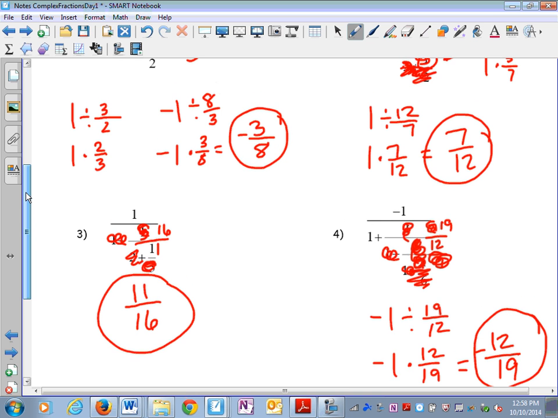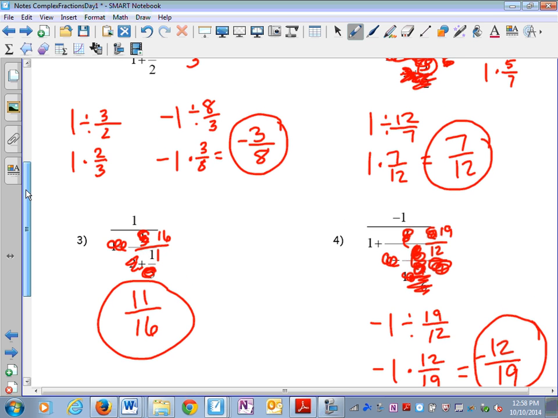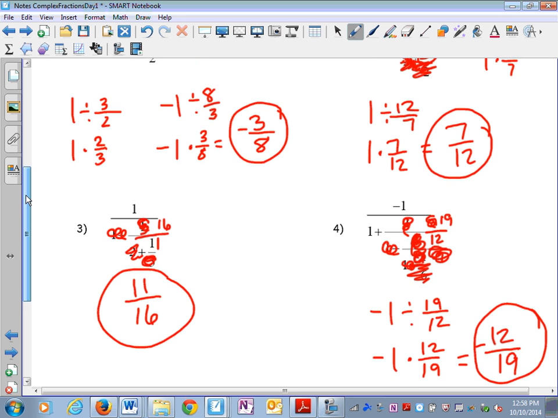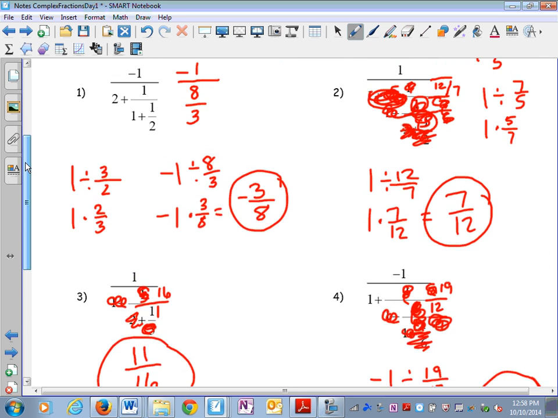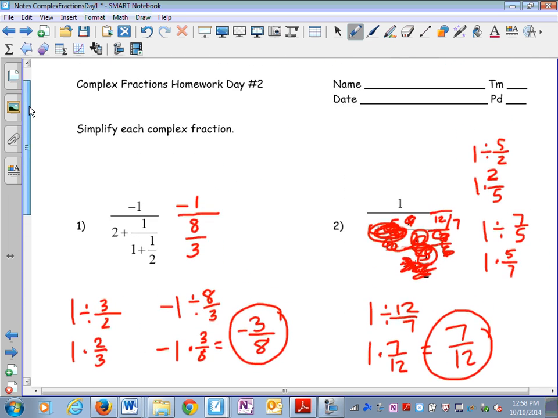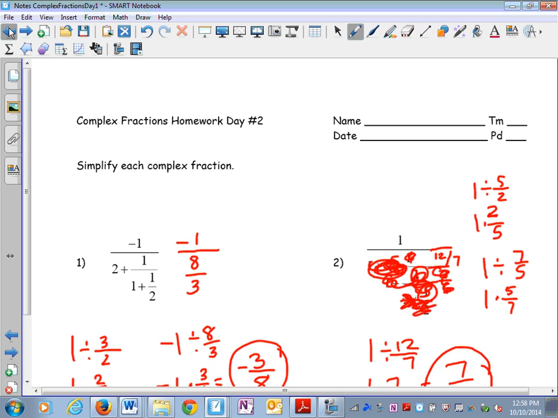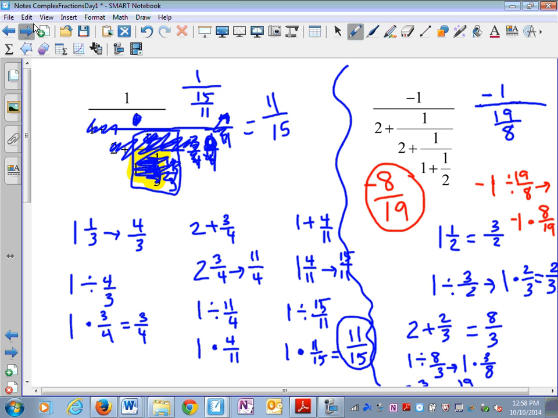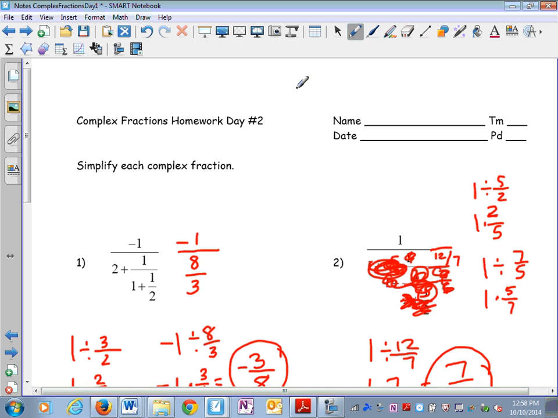Okay, your homework for tonight is actually the quiz review. No, test review, sorry. But if you have questions on complex fractions, we will certainly talk about these more tomorrow. Okay.